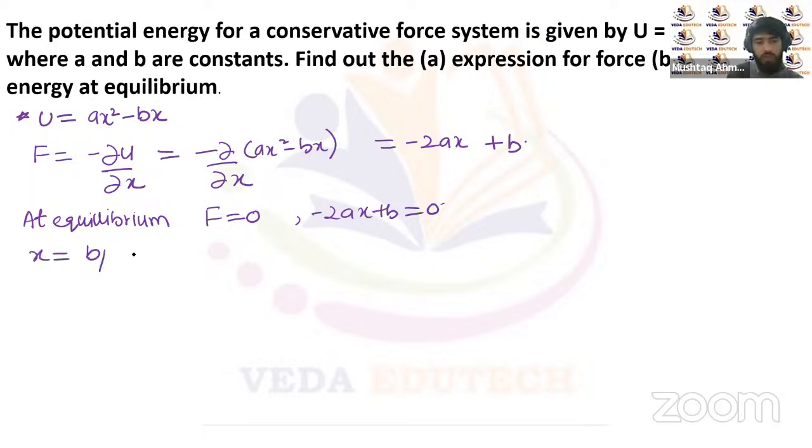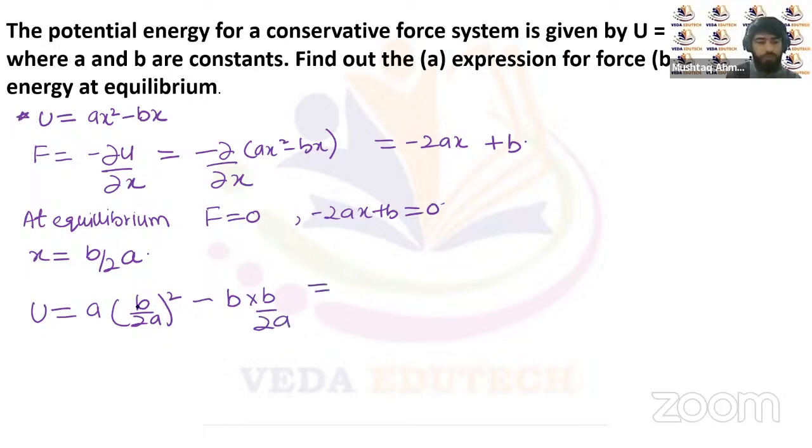So we have to calculate the potential energy at equilibrium. It means that we have to calculate the potential energy at x equal to b upon 2a. Now let's put this value in the potential energy equation. That's ax square. We can write it as a times b upon 2a whole square, minus bx, minus b into b upon 2a.